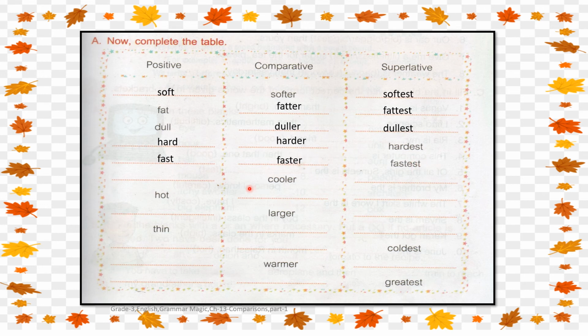So children, now everyone understood how to change regular adjectives, regular degree. So you can change it very easily. So here cooler is given. So children, these are the remaining questions. Try to solve them, children, okay.